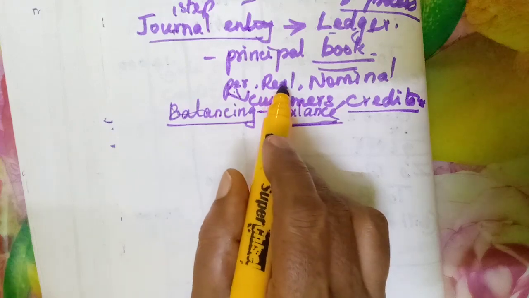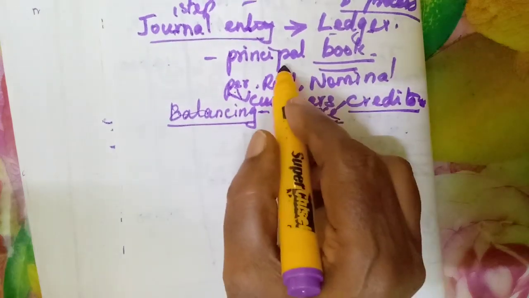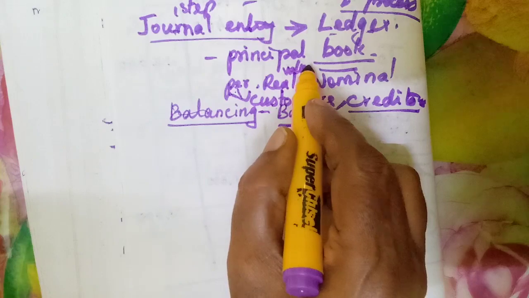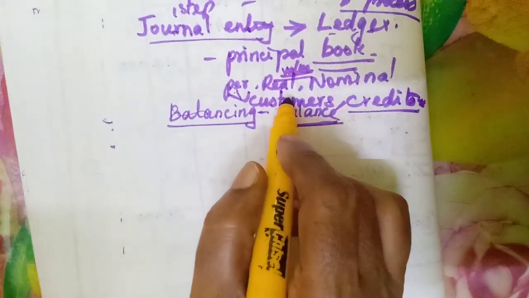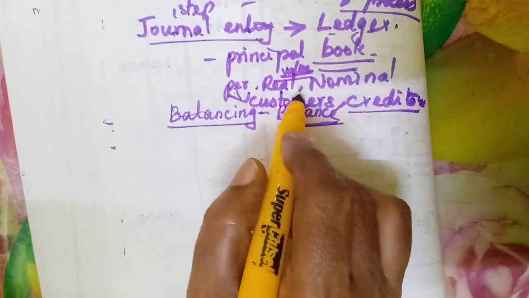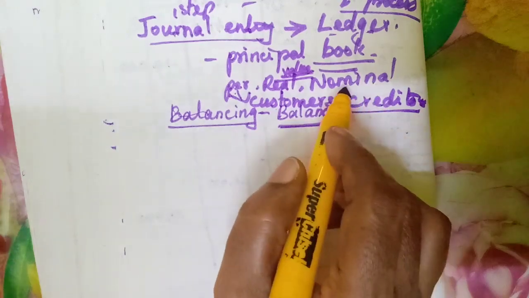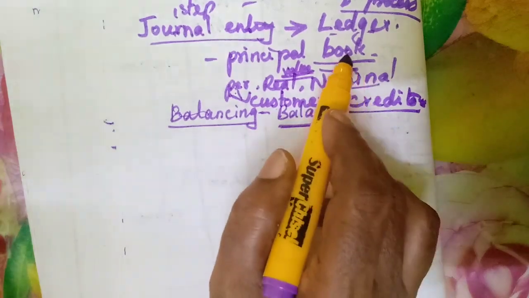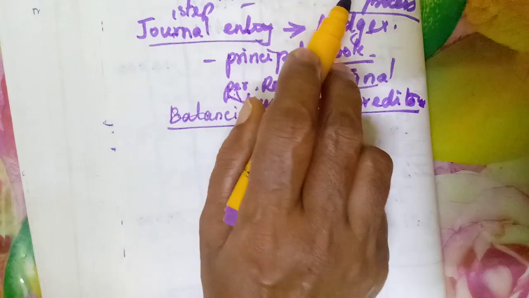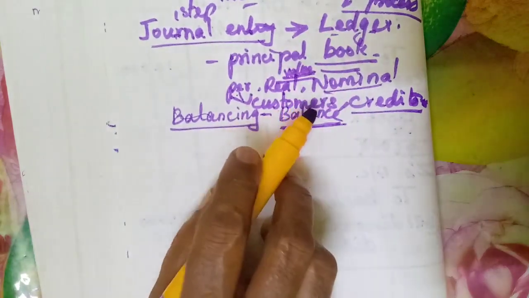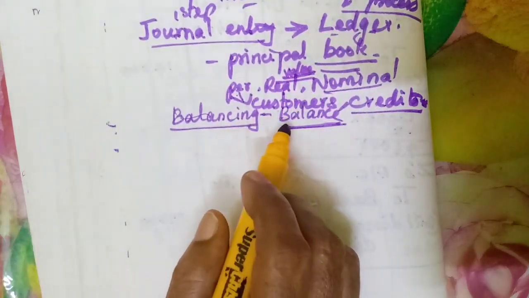What can be known from the real accounts? The value of assets, for example how much the land asset is worth. Then the nominal accounts show all the expenses and all the income. For example, the salary of this month or next month, each one we can find out.